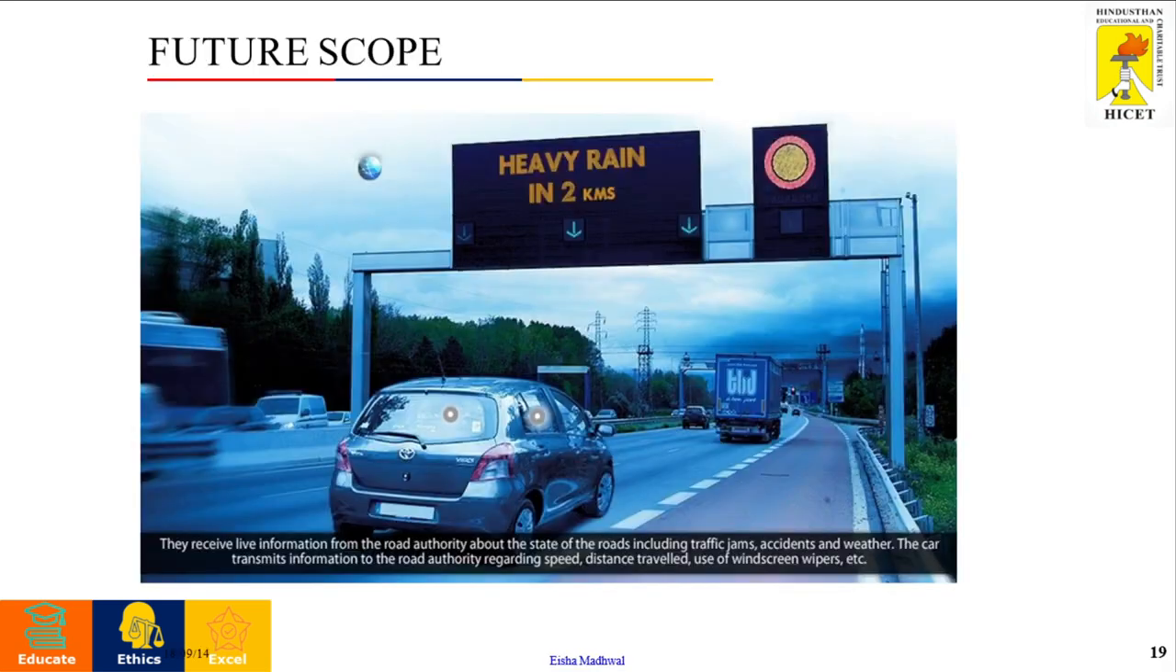As a future scope, one point I can highlight is that cars receive live information from the road authority about the state of the roads, including traffic jams, accidents and weather. Moreover, the cars transmit information to the road authority regarding speed, distance traveled, and use of the windscreen wipers. So I think you now have a clear idea about the applications of wireless sensor networks.